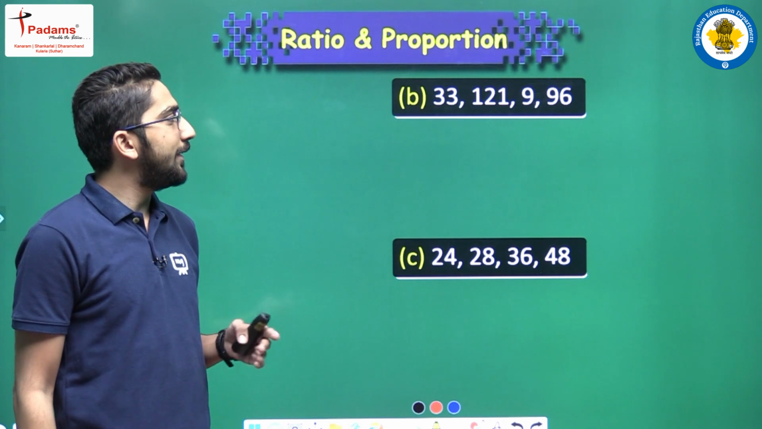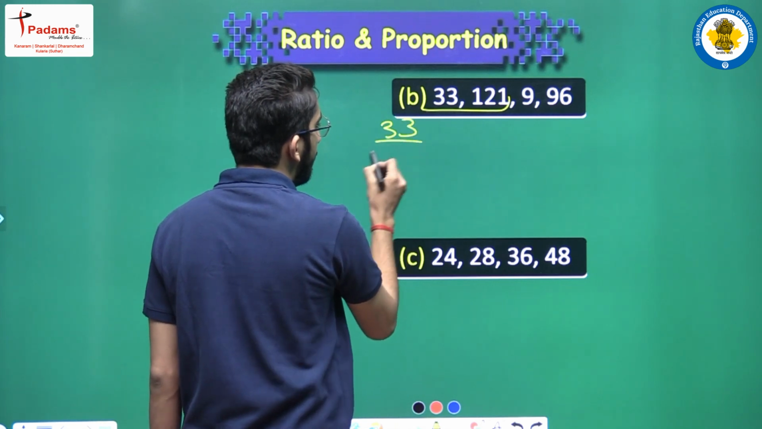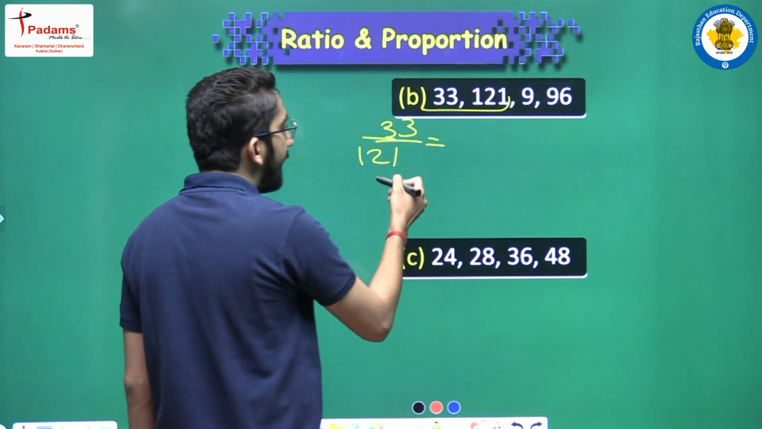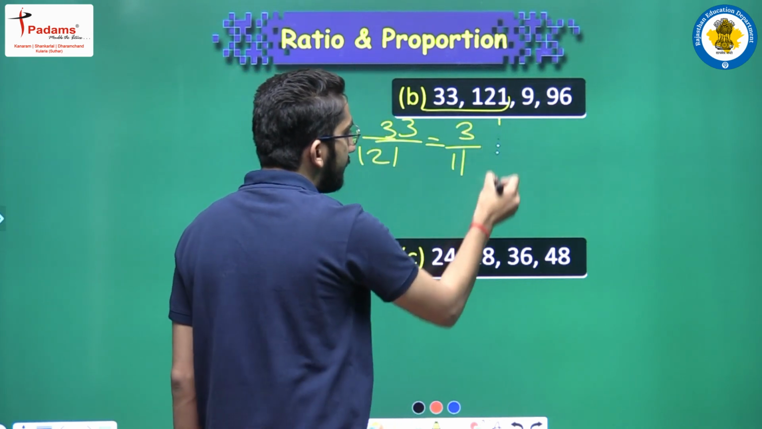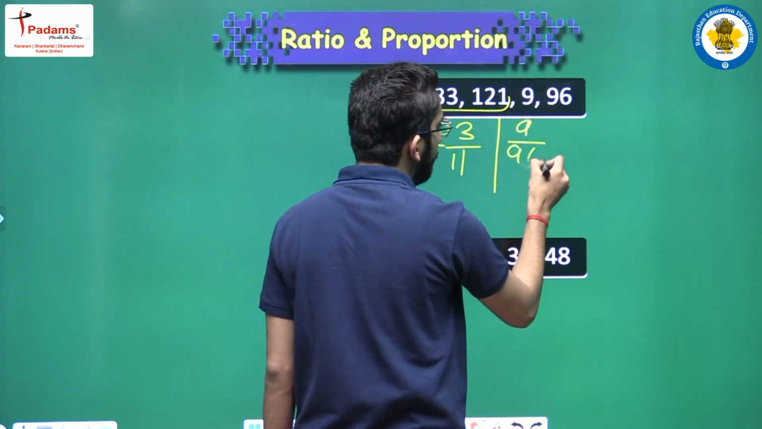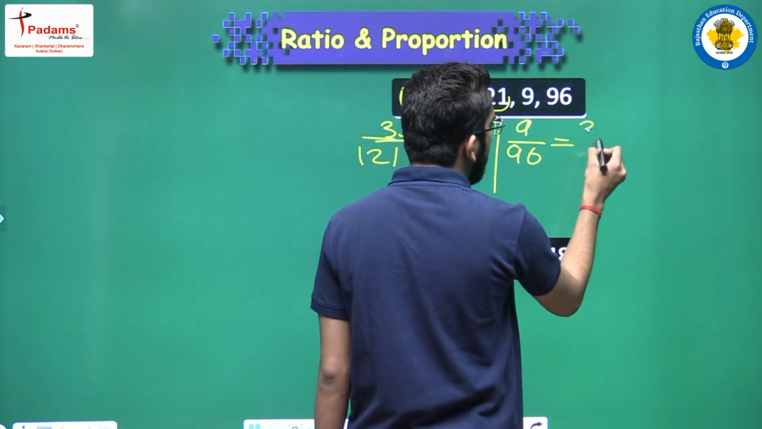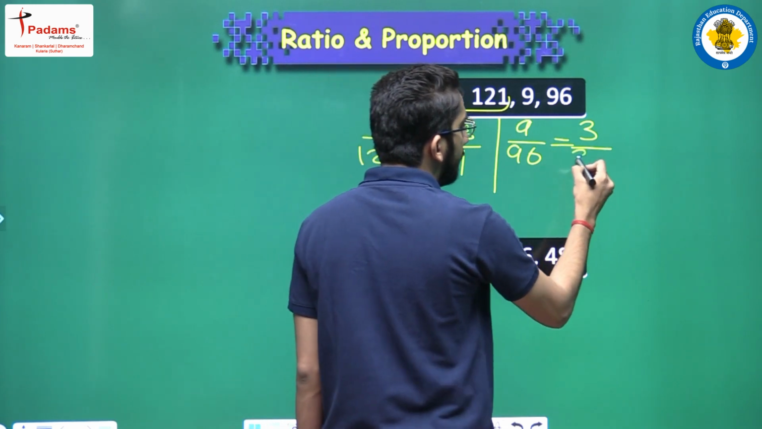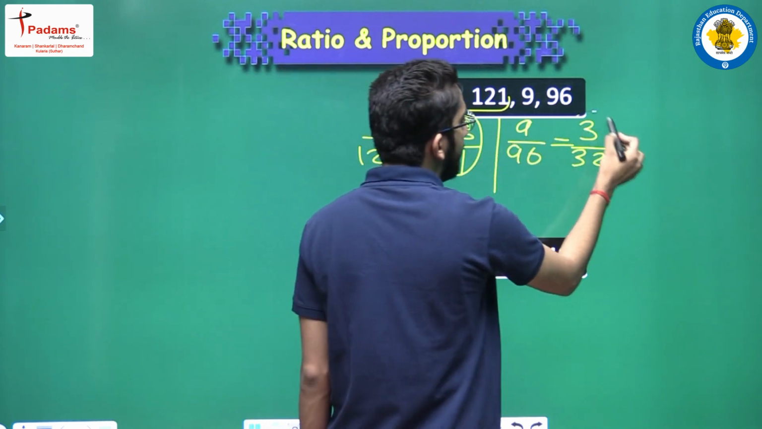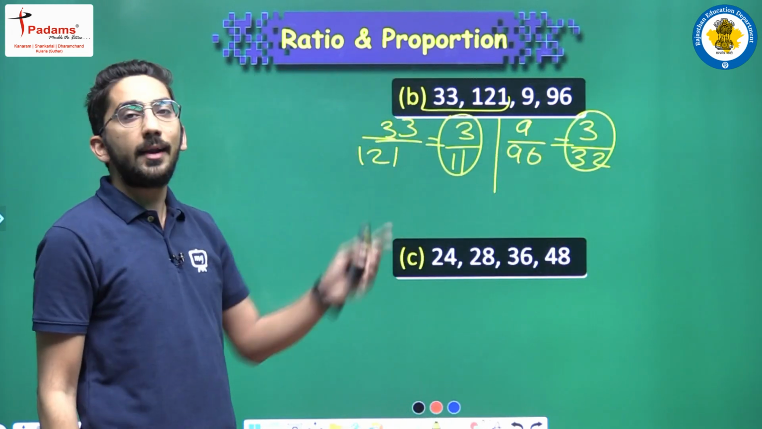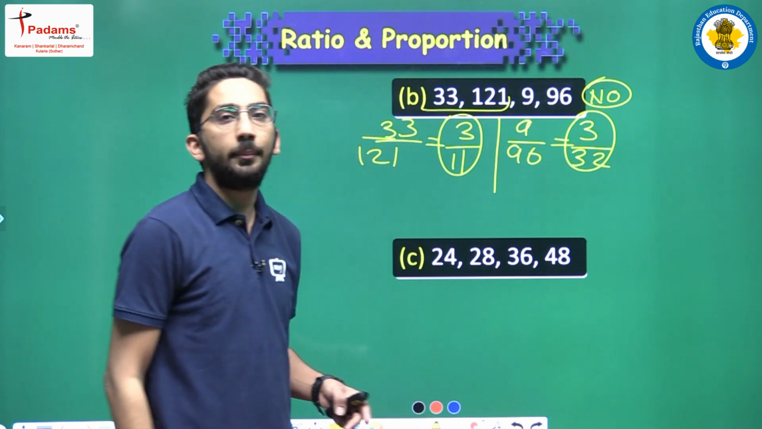33, 121, 9 and 96. Again for 33 and 121 we will check. 33 and 121, we can divide both of them with 11. It will be 3/11 and we cannot further simplify this. Similarly for 9/96 we can check. We can divide both of them with 3 first. So 9 divided by 3 is 3 and 96 divided by 3 will be 32. And we cannot further simplify this. So this is 3:11 and this is 3:32. So they are not in proportion. हम क्या कहेंगे कि ये proportion में नहीं है.